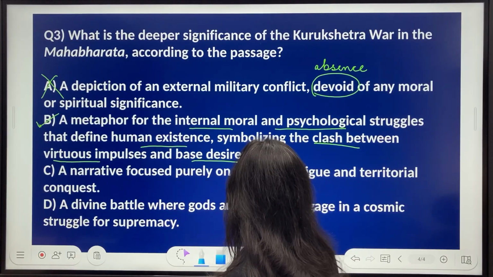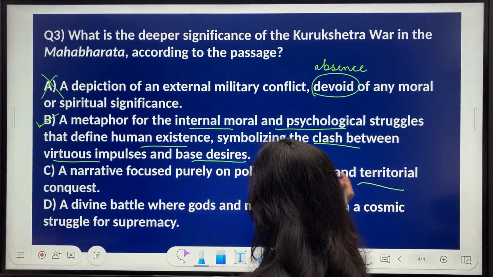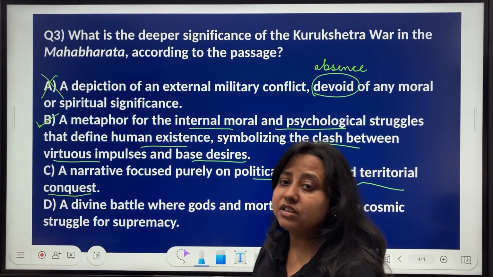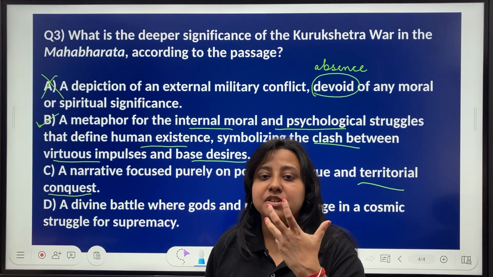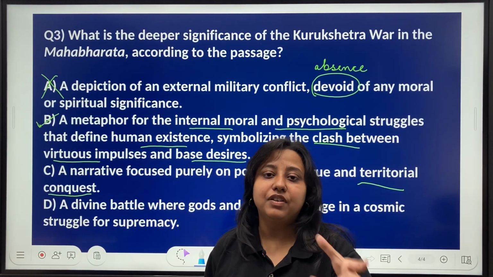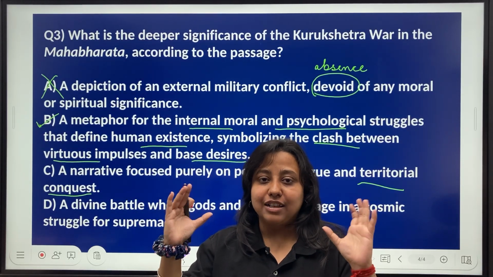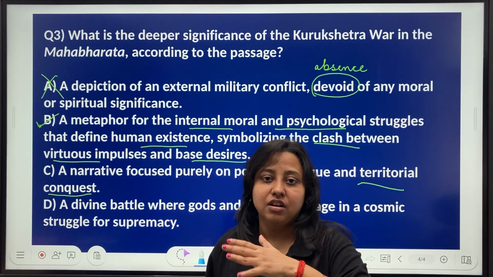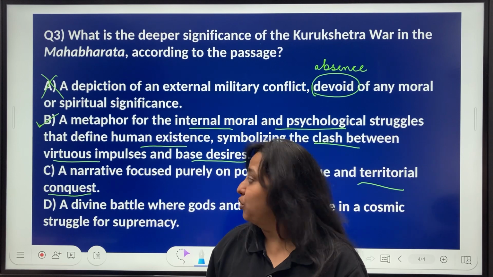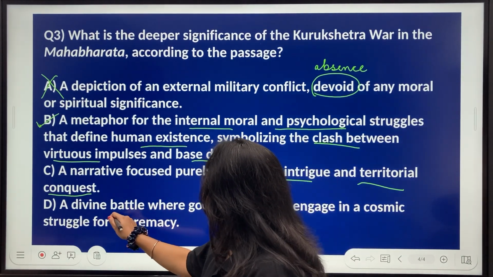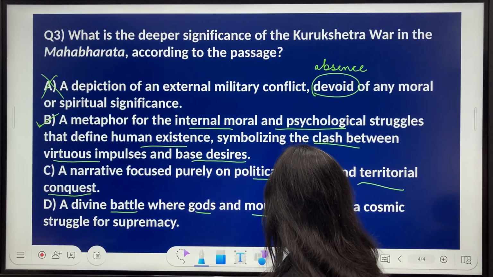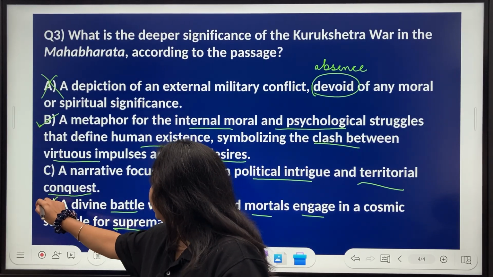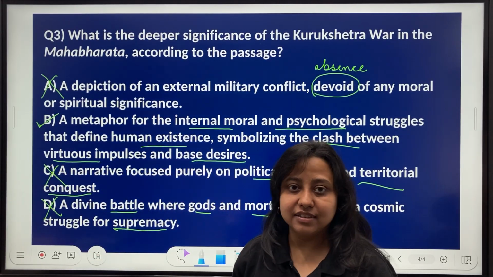A narrative focused purely on political intrigue and territorial conquest. Intrigue is curiosity, okay, and territorial conquest is the steps taken to conquer territory after territory, okay? So when you, as a ruler, go on this entire quest to capture land after land, that is territorial conquest. Then, a divine battle where gods and mortals engage in cosmic struggle for supremacy. Supremacy is to establish who is superior, but this was not that war. Option B is the correct answer, okay.